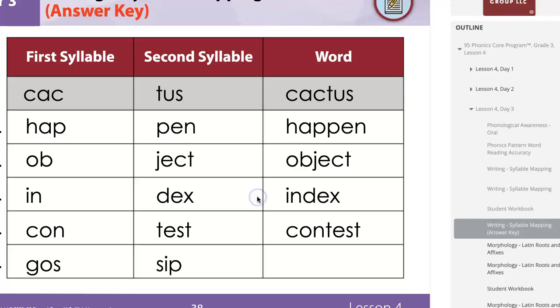Number 5. Everyone say gossip. Clap it. Gossip. First syllable. Second syllable. What's the word? Gossip. Alright. You can pause the screen here and let them copy it down. Just let them copy it down for about 2 minutes, and then you'll have to move on.